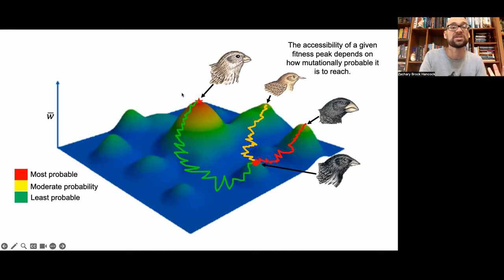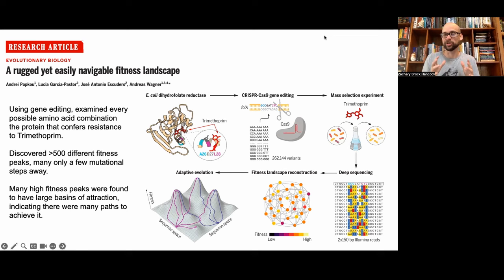Similarly, this one has a moderate probability that you end up on this peak, which is, again, not the highest peak. So the accessibility of any given fitness peak depends not only on genetic drift and selection, but on how mutationally probable it is to reach that peak. This is a pretty cool recent study looking at how easy it is to navigate a fitness landscape.